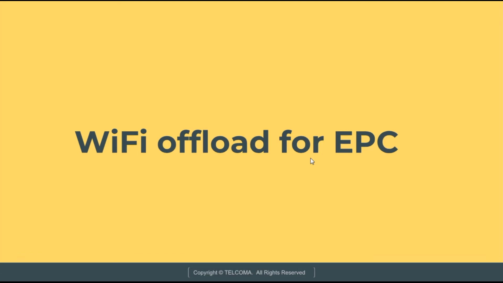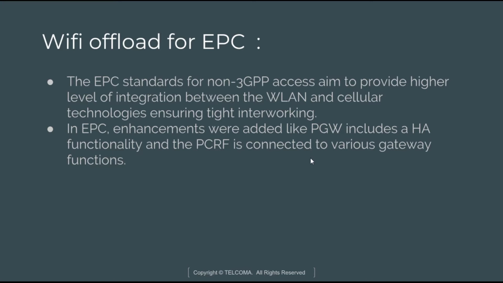Hello everyone and welcome to class of Wi-Fi offload for Evolved Packet Core, and it is the EPC standards for non-3GPP access. Offloading concepts which are defined by IEEE standards are mainly based on loose interworking. EPC standards for non-3GPP access basically aim to provide a higher level of integration between the wireless LAN and cellular technologies, ensuring tight interworking.